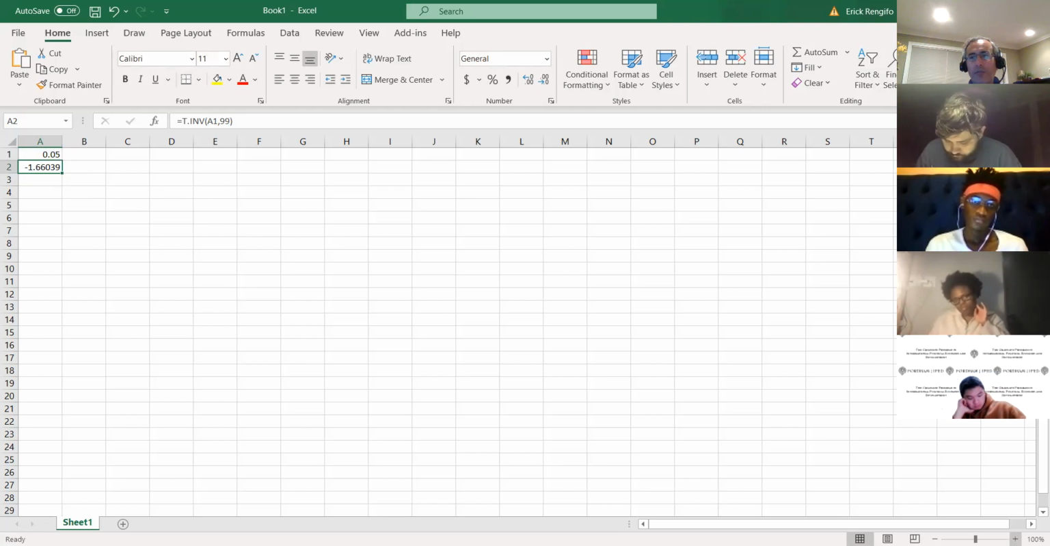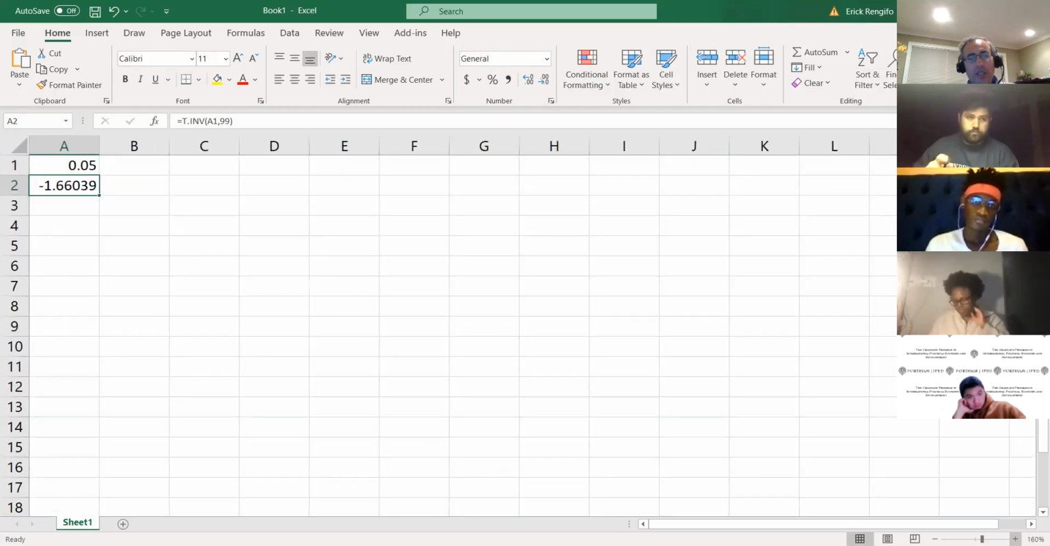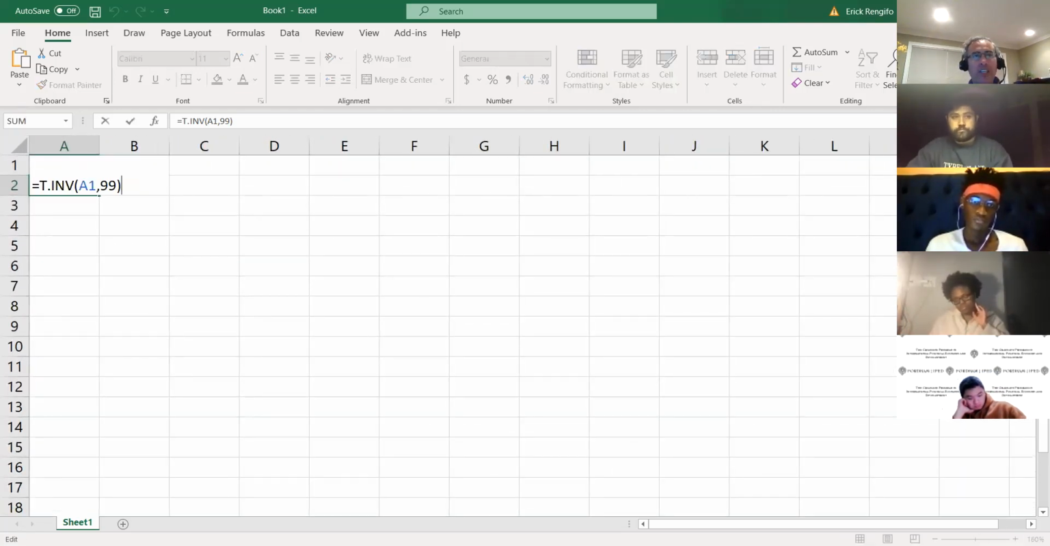Let me put this bigger, just to be sure that you get it. It's T inverse. A1 is a 0.05. 99 is the degrees of freedom. Okay, remember we have 100 observations, minus 1 is 99.